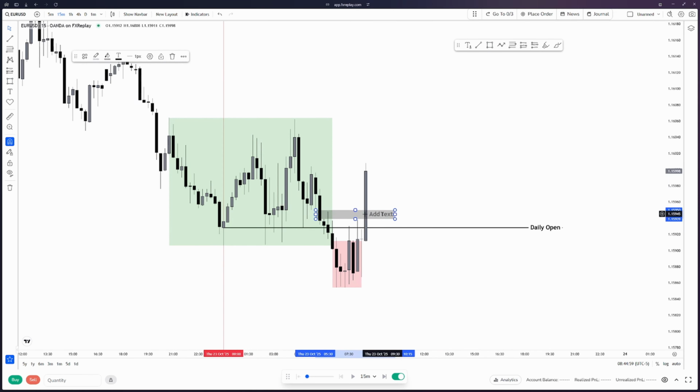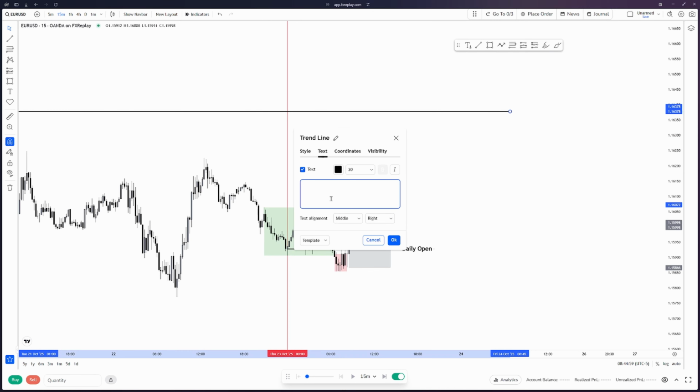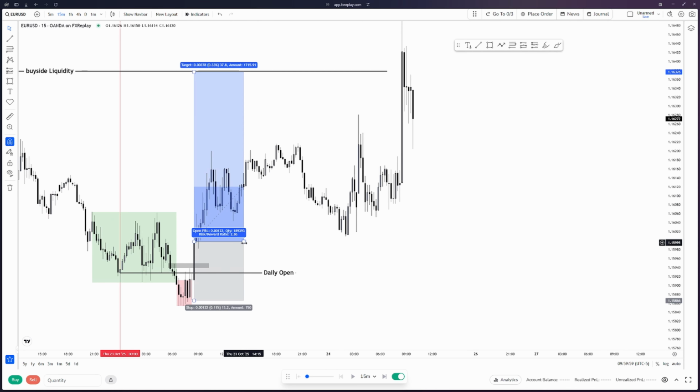Now we spot an inverse fair value gap. Enter here, stop at the low, target the previous day high. Huge upside move, clean target.